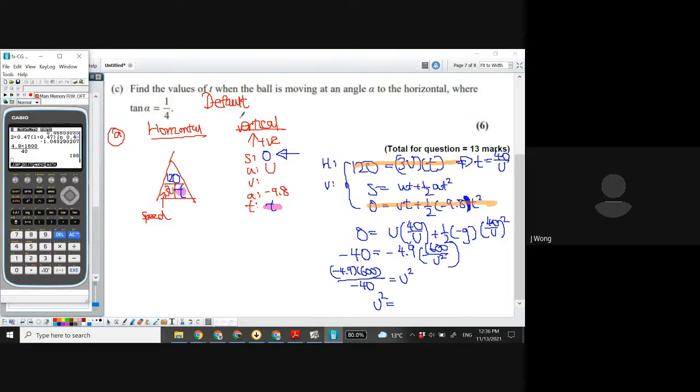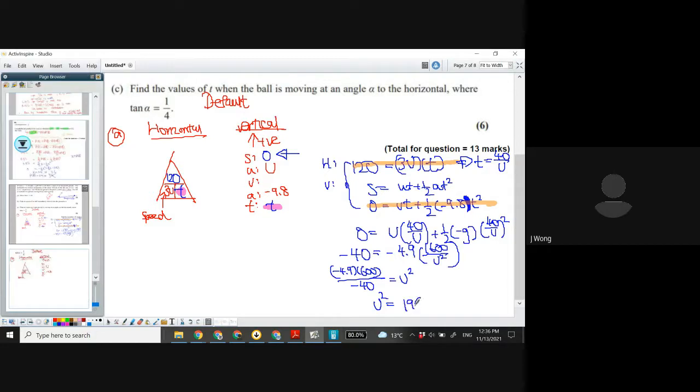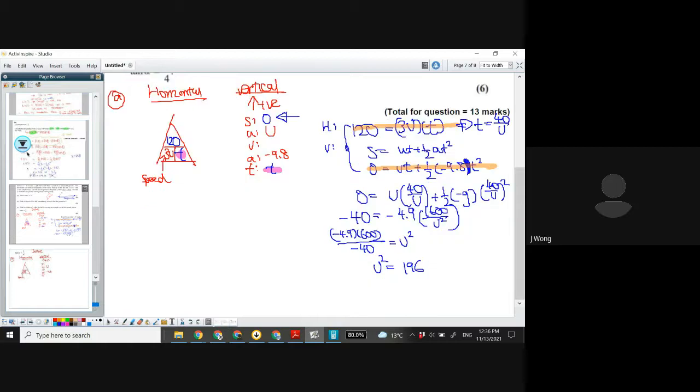Okay, so you have u squared equals 196. Bear in mind, this is a quadratic equation. I know u is just 14 at the end, but you need to respect that this is a quadratic equation, which means there should be two answers. So that's why you write u is plus or minus 14.